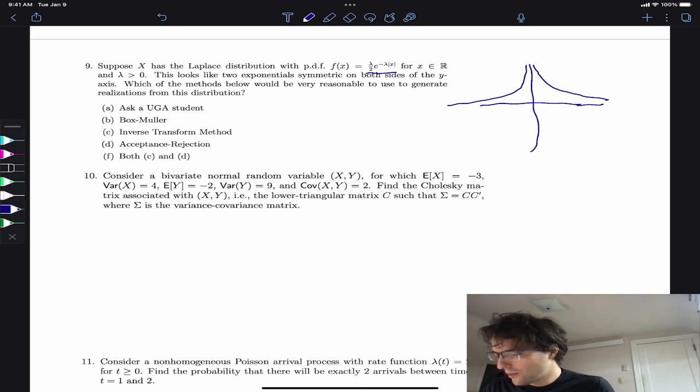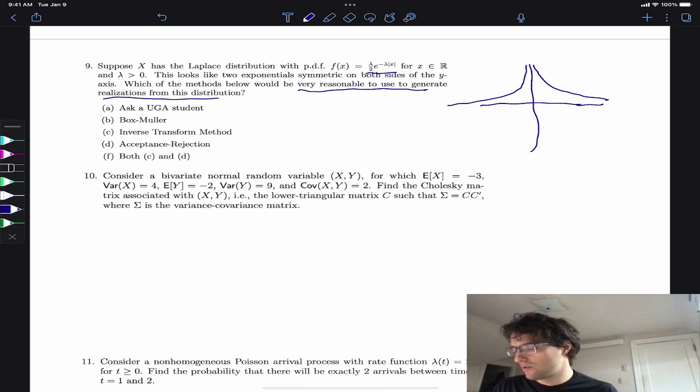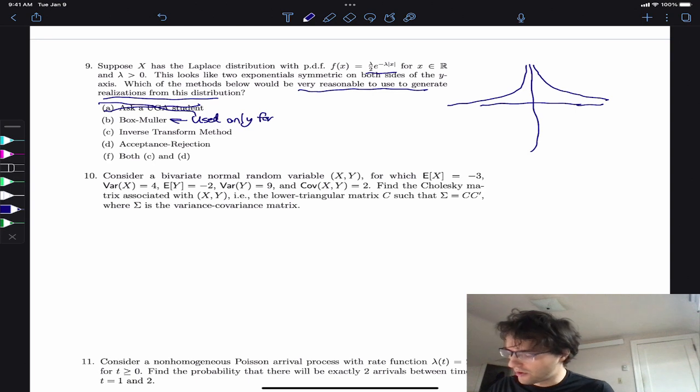And we want to know which of the methods below would be very reasonable to use to generate realizations from this distribution. The first answer choice is ask a UGA student. That will almost never be the correct answer. Second, Box-Muller. Box-Muller is used only for generating normal random variables.